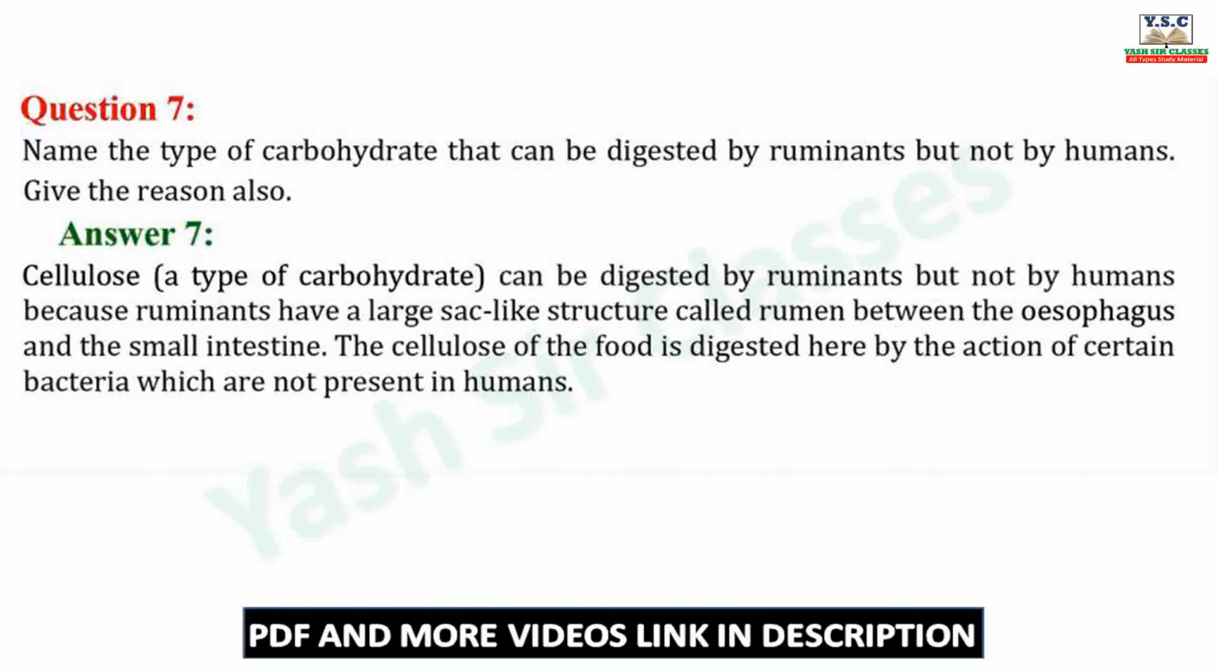Answer. Cellulose, a type of carbohydrate, can be digested by ruminants but not by humans because ruminants have a large sac-like structure called the rumen between the oesophagus and the small intestine. The cellulose of the food is digested here by the action of certain bacteria which are not present in humans.